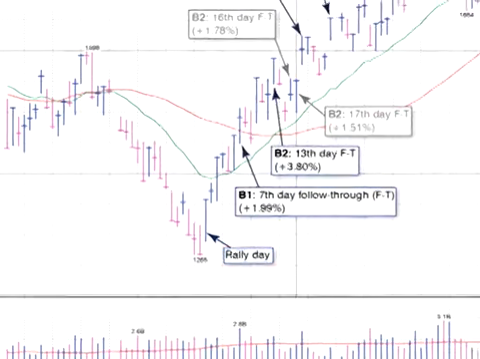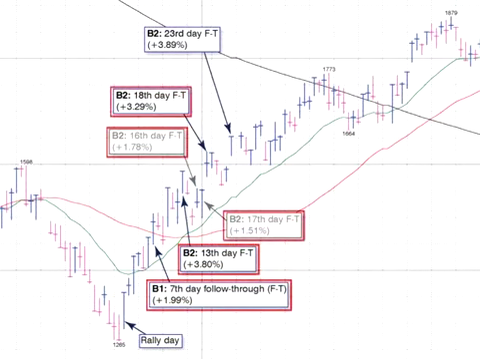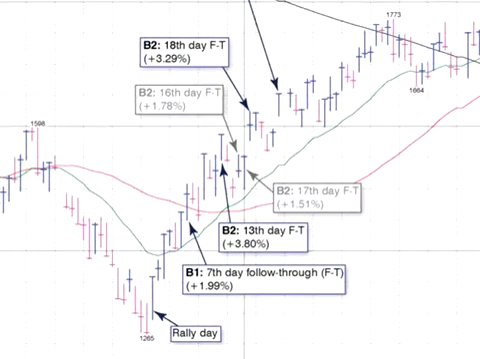Then we get these follow-throughs in here. So we get the 7th day follow-through, 13th, 16th, 17th, 18th, and 23rd. You'll notice on here sometimes we have them grayed out, and that just means that we were fully invested at that point with our other rules, so you wouldn't need them, but just for study purposes, we wanted to go ahead and mark them on the chart.